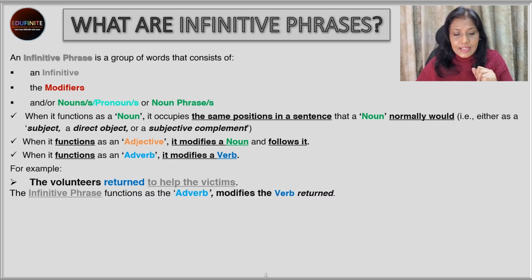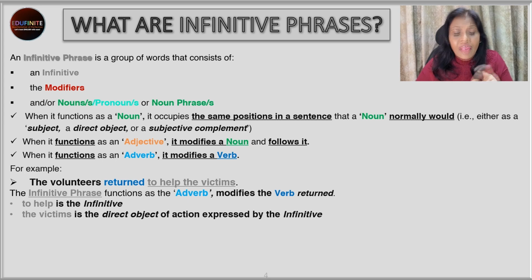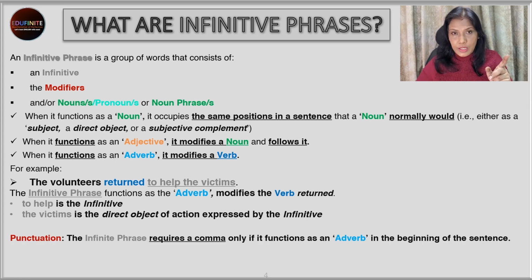So in this sentence, the infinitive phrase to help the victims, what is it doing? It is trying to modify the verb returned. Why? Because the volunteers returned. Why did they return? To help the victims. So it's telling us more about the verb returned. So for that reason, it is functioning as an adverb. Now in this, to help, of course, is the infinitive and the victims is the direct object of action expressed by the infinitive.